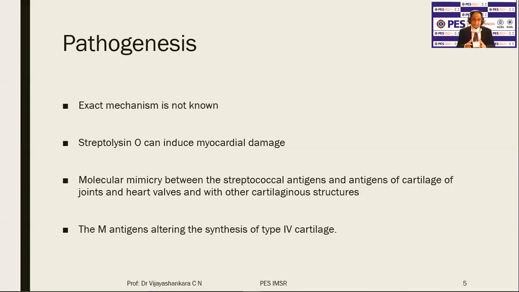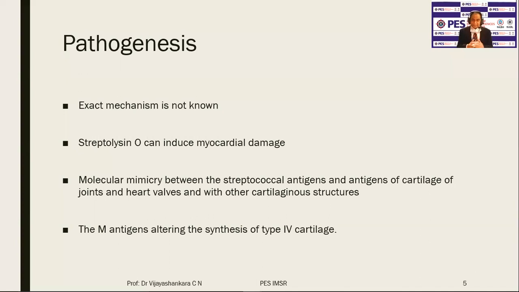Then the other theory is that there may be a molecular mimicry between the streptococcal antigens and antigens of the cartilage, joints, heart walls, and other cartilaginous structures. Most probably this is the pathogenic mechanism which we all believe is the cause for the development of acute rheumatic fever. The M antigens can alter the synthesis of type 4 cartilage and then cause disease.